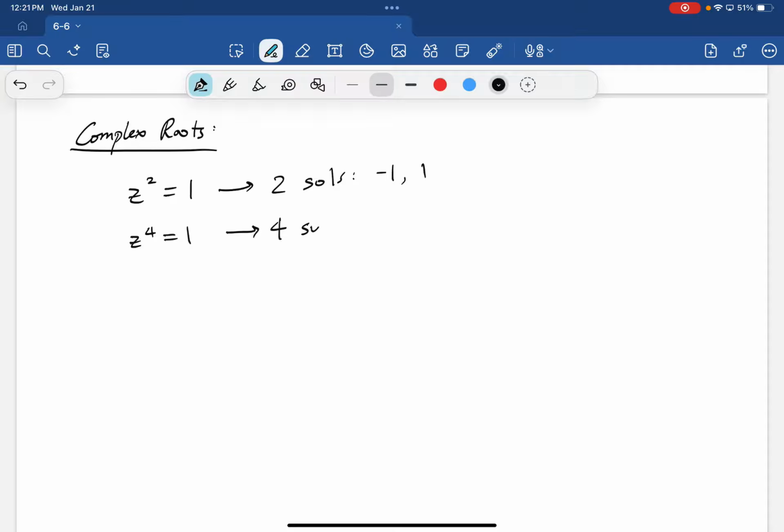The 4 solutions are -1, 1, I, and -I. Can you confirm that -I to the 4th power is equal to 1? Yes, because I to the 4th is equal to I squared squared, which is -1 squared, which is 1. So z to the 4th equals 1 has 4 solutions: -1, 1, -I, and I.